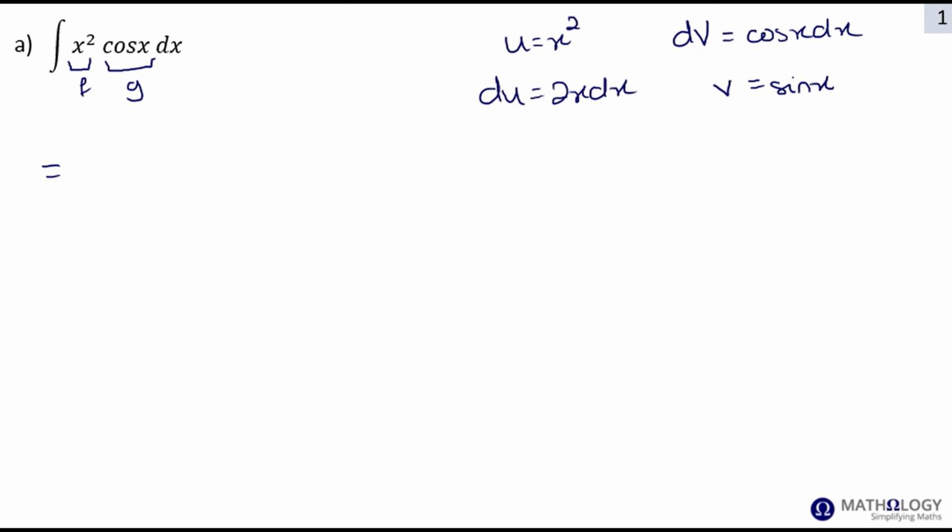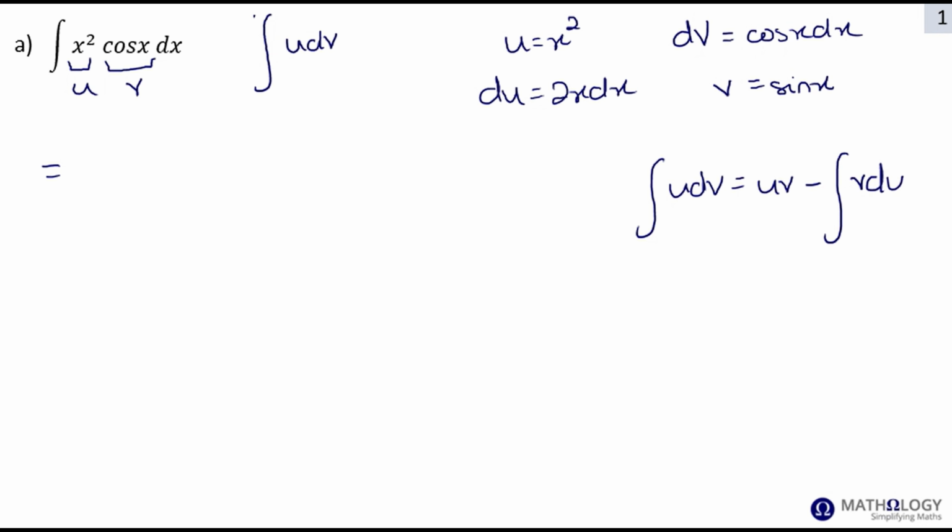Okay, so we're now in terms of u and v. This expression here, I called f and g. We could have just as easily called it u and v. So what we have here is u dv, right? And we know that the integral of u dv equals uv minus the integral of v du. This is really just using the product rule of differentiation.